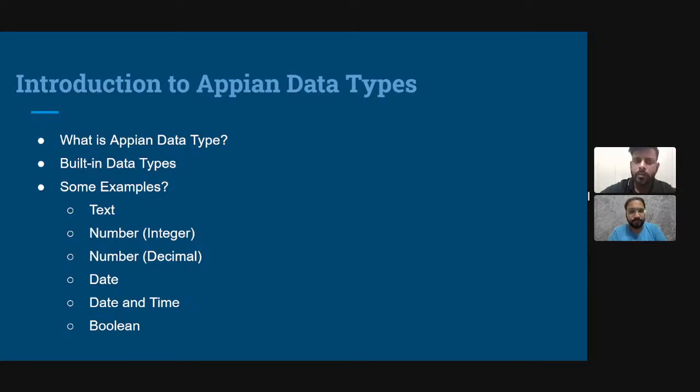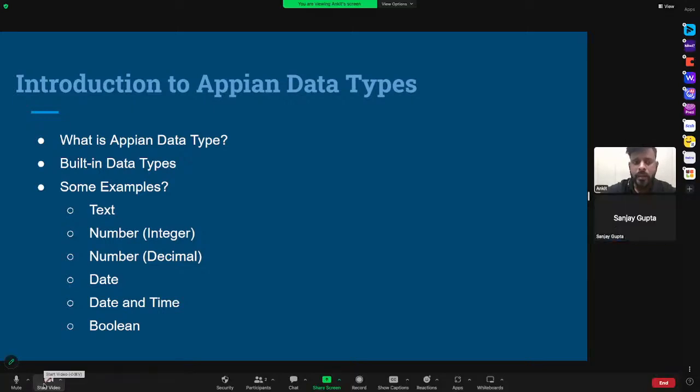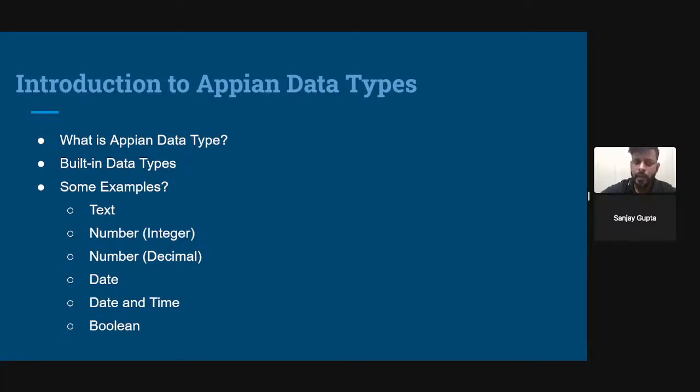So in general, what is a data type? Suppose there is some information, and each and every type of information has some category. Suppose I'm asking someone his or her name. They can tell me that my name is Ankit. So Ankit is text, right? Same like if I'm asking someone's age, age can be an integer or decimal. If I'm asking the date of birth, it can be a date type, right? So each and every piece of information has a type.